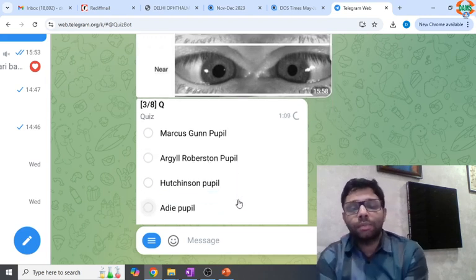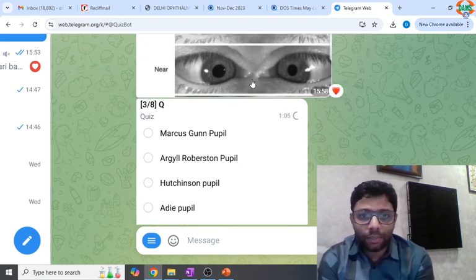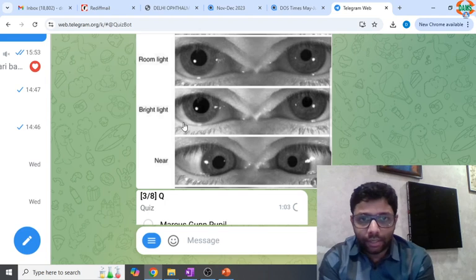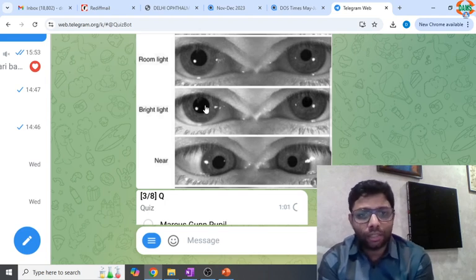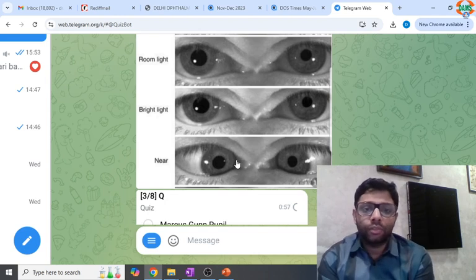Hutchinson's pupil is third nerve palsy due to aneurysm. That's a dilated pupil. Third nerve palsy does not constrict with light, and it does not constrict with near as well. So third nerve cannot be the answer.